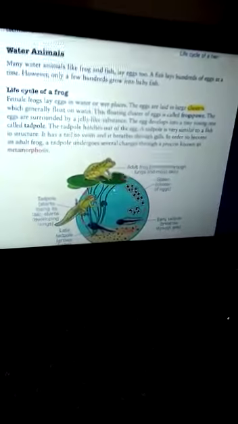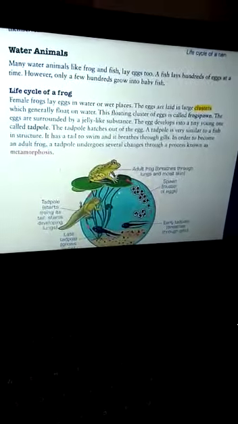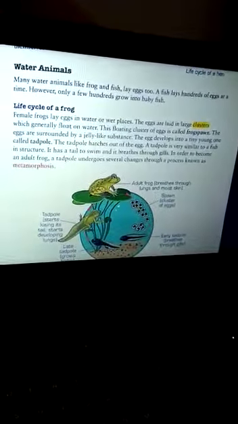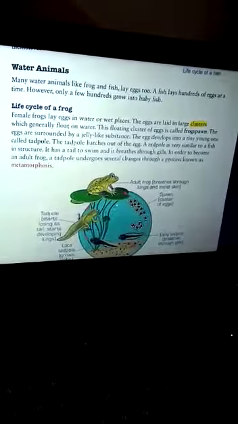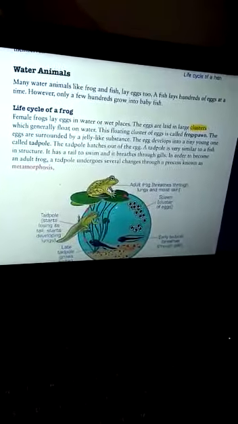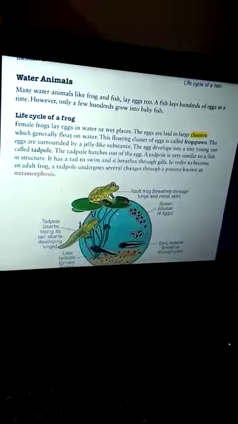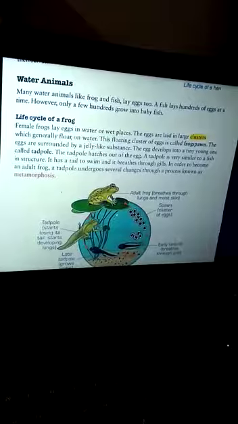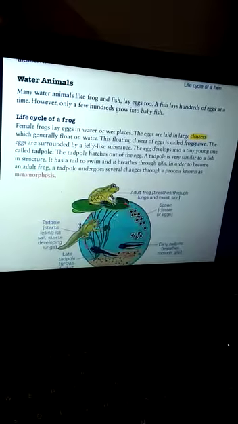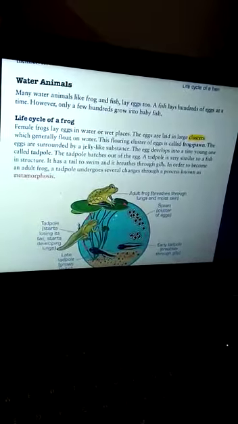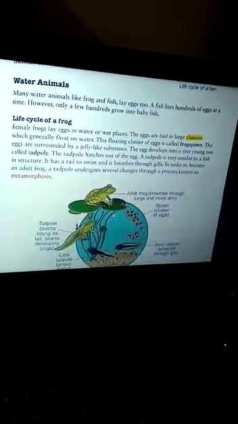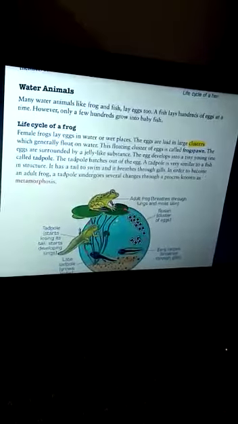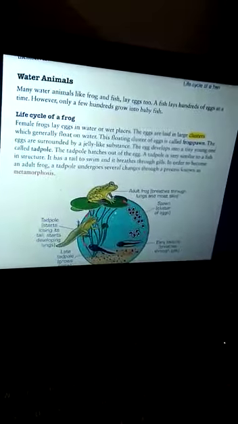So we talked about how metamorphosis is a change in the structure of an animal in the journey of the whole life cycle, from an embryo to an adult animal. A tadpole undergoes several changes through a process, and that is called metamorphosis.